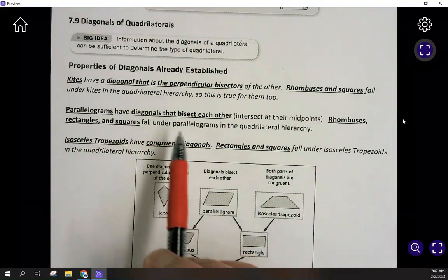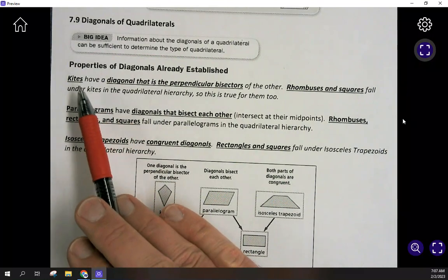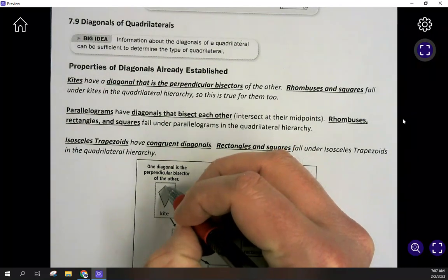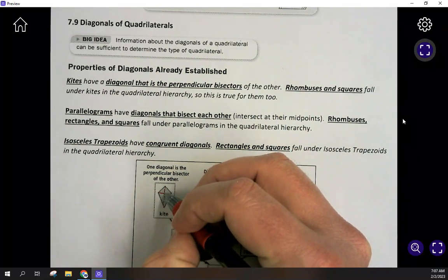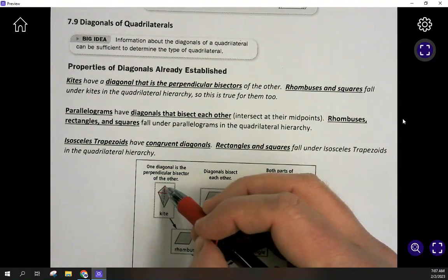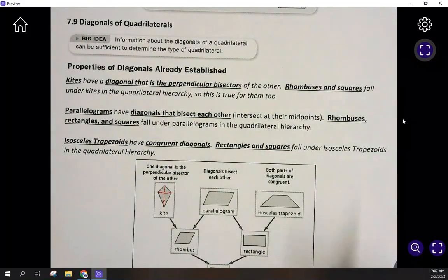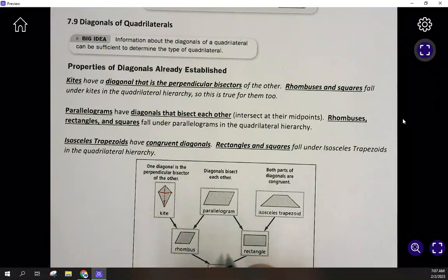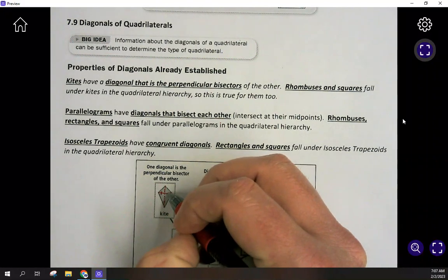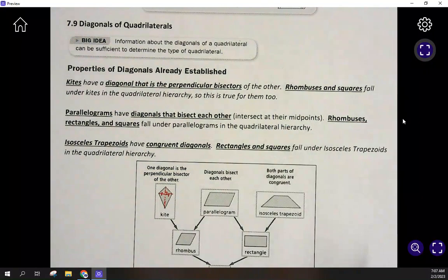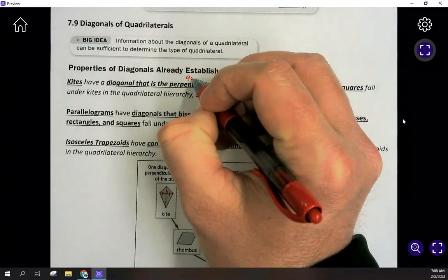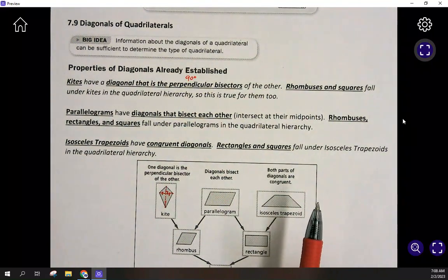So kites have a diagonal. Notice it says a diagonal, not both diagonals. Kites have a diagonal that is the perpendicular bisector of the other. So here in the picture, if I draw this diagonal and this diagonal, the longer one we've talked about, that's not getting bisected, right? You're going to have a longer segment here than on the other side. But this one across, that goes across the symmetry line, that is going to be bisected, and they're going to hit at 90 degrees. That's the perpendicular bisector. So again, perpendicular means 90 degrees, and then the bisector means cut in half.